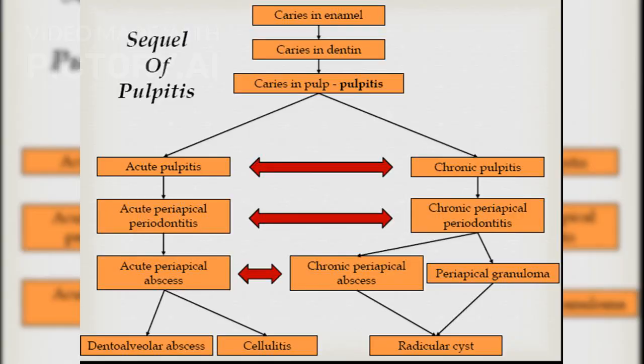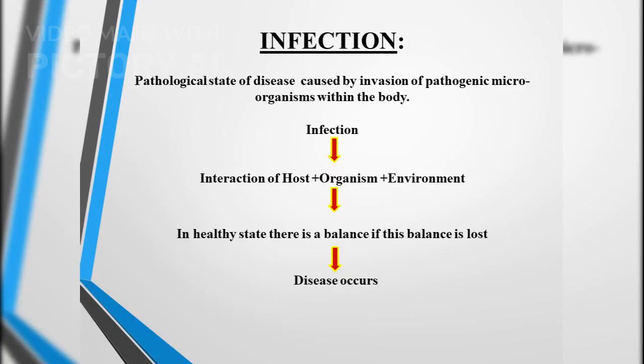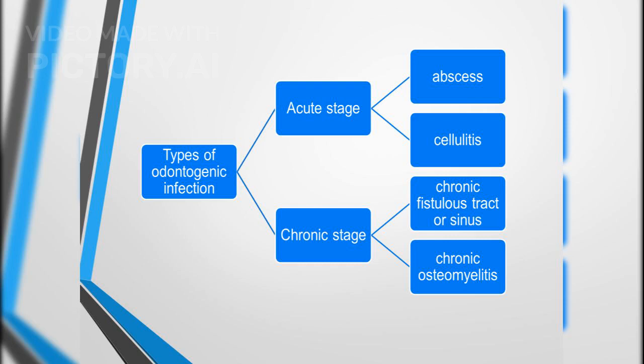The progression of pulpitis can lead to various conditions, including acute and chronic periapical abscesses, dentoalveolar abscess, and radicular cysts. Infections occur when the balance between host, organism, and environment is disrupted, leading to disease. This understanding is crucial in managing dental health. Odontogenic infections can be categorized into acute and chronic stages, each with distinct manifestations such as abscesses, cellulitis, and chronic osteomyelitis.